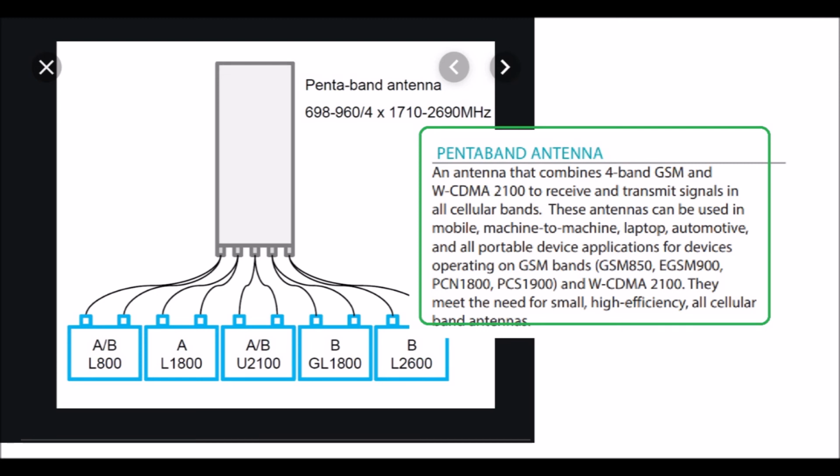Pentaband antenna. An antenna that combines 4-band GSM and WCDMA 2100 to receive and transmit signals in all cellular bands. These antennas can be used in mobile, machine-to-machine, laptop, automotive, and all portable device applications for devices operating on GSM bands, GSM 850, and there's a list that I won't read. They meet the need for small, high-efficiency, all-cellular band antennas.